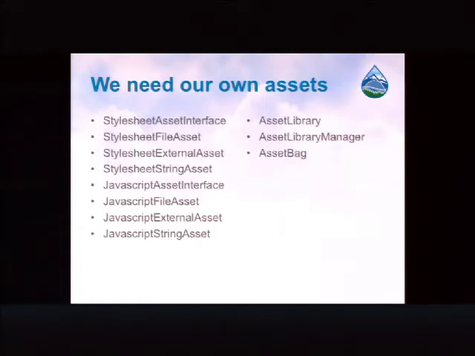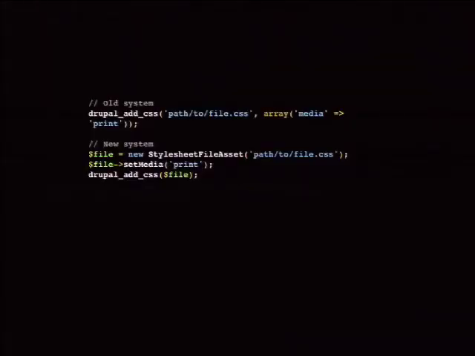If you want to include a local file that's CSS or will become CSS after running a filter over it, then you make a new stylesheet file asset to represent that. We also have then the asset library and the asset library manager. That's to replace the old system for declaring libraries, but they end up looking pretty much the same.